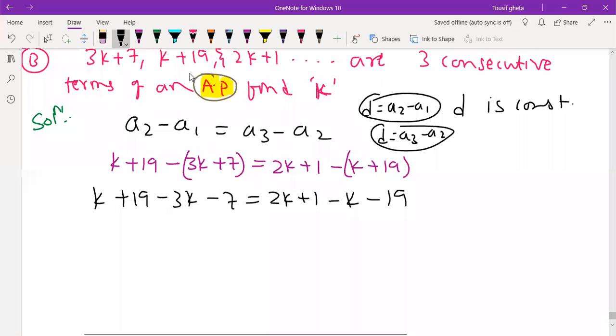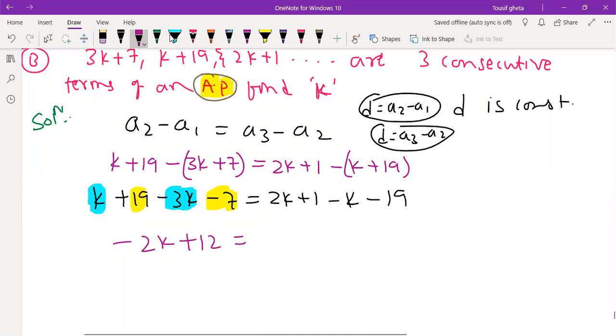So minus we multiplied inside. Correct now? Minus we multiplied inside. Now like terms we will simplify. So this is k and this is minus 3k. This is 19 and this is minus 7. We will simplify that. So k minus 3k will get minus 2k, and 19 minus 7 will get 12.